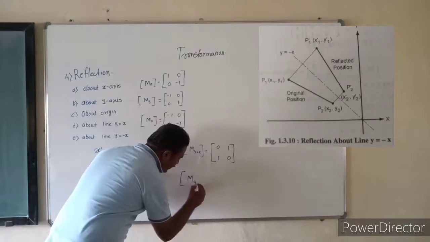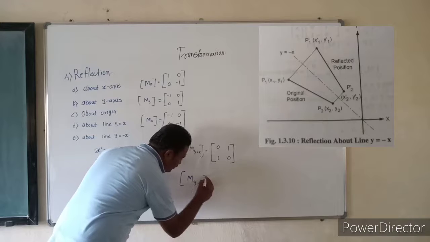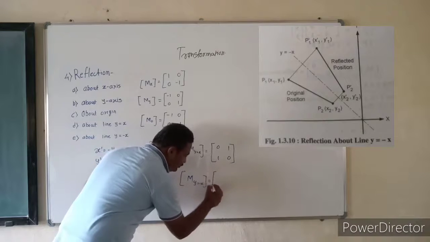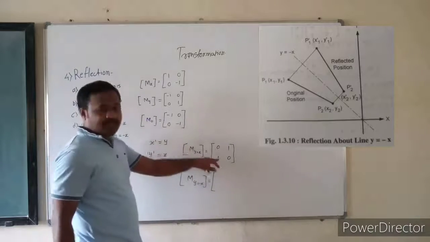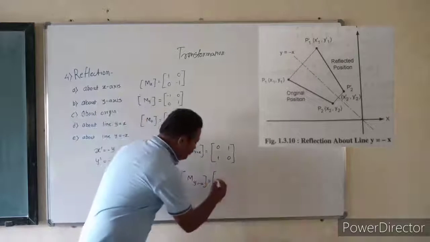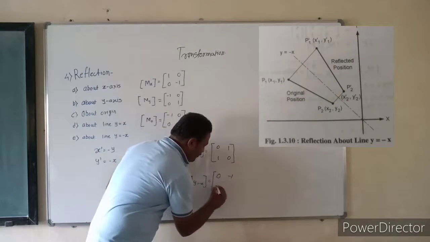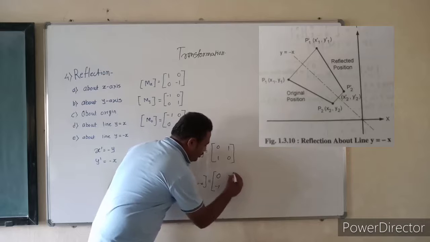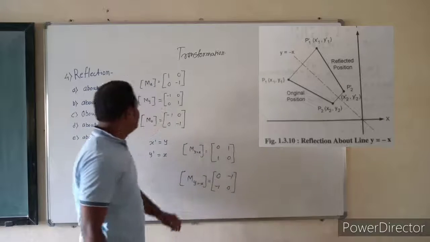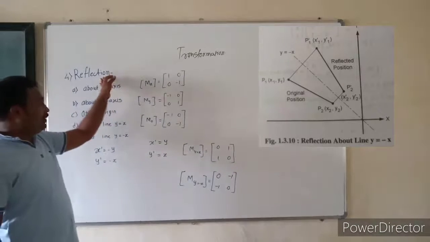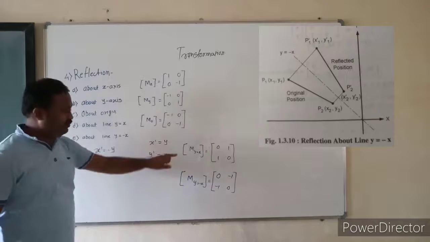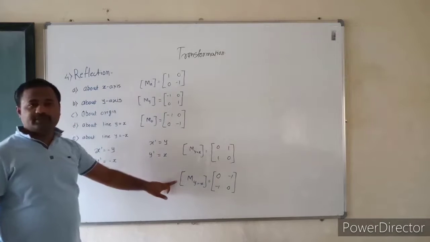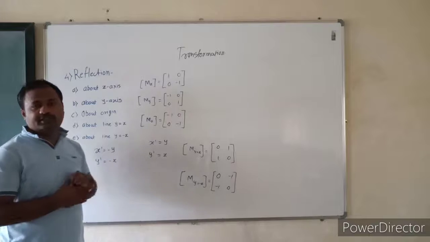M for y is equal to minus x is similarly the same but in negative value: 0, -1, -1, 0. This is the reflection. 1, 2, 3, 4, 5 types of reflection. Okay? Go for next.